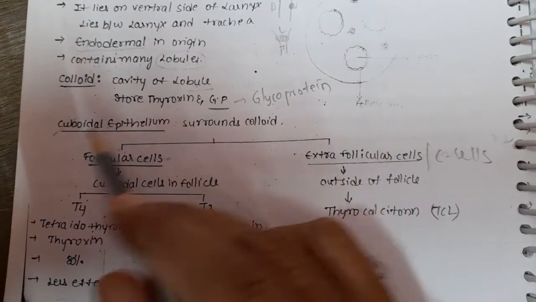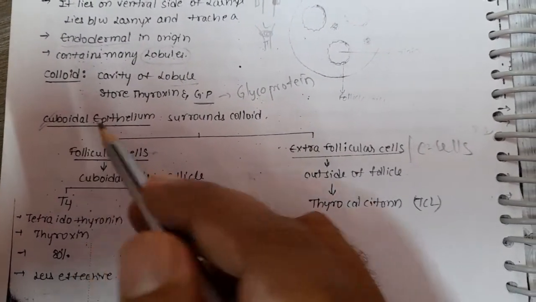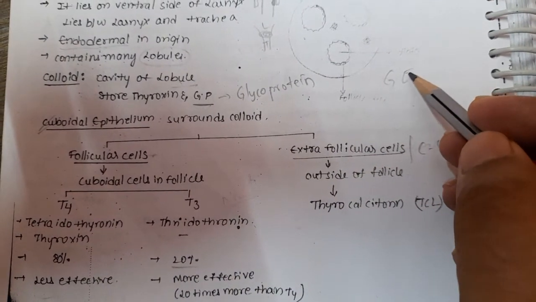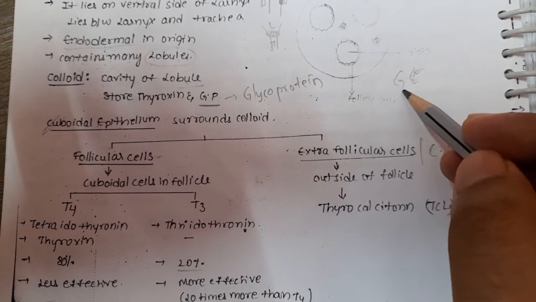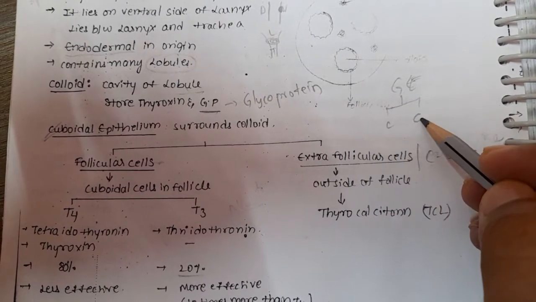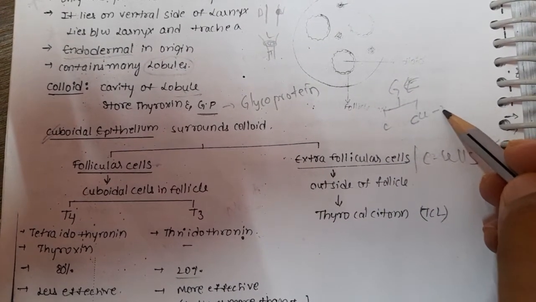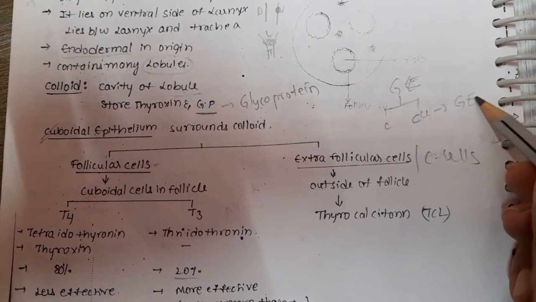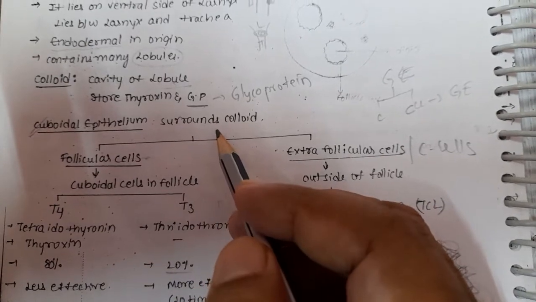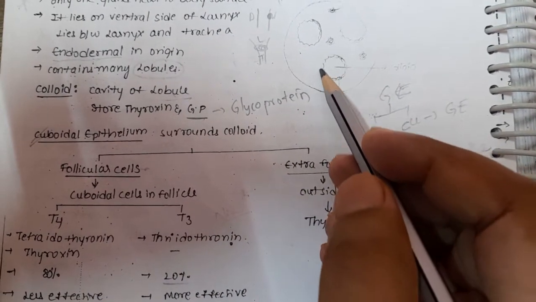It consists of cuboidal epithelium. You learned earlier in epithelial tissue that cuboidal or columnar epithelium forms a glandular epithelium. Glandular epithelium consists of columnar or cuboidal cells modified to produce hormones. Here, cuboidal epithelium is modified into glandular epithelium to produce hormone. This cuboidal epithelium surrounds the colloid. This is the colloid, and this is the cuboidal epithelium.